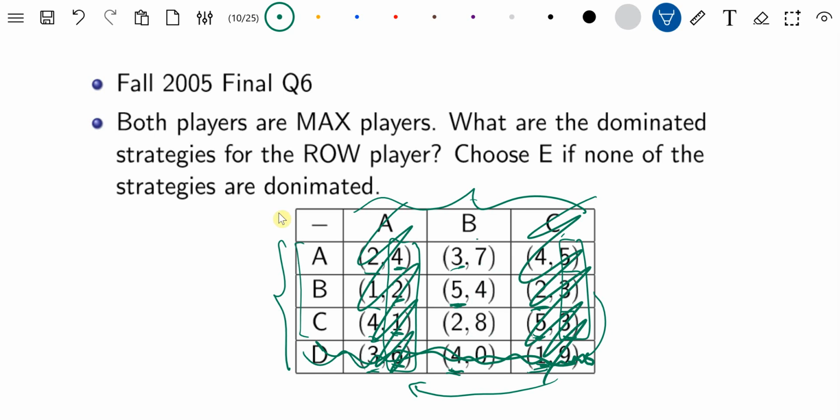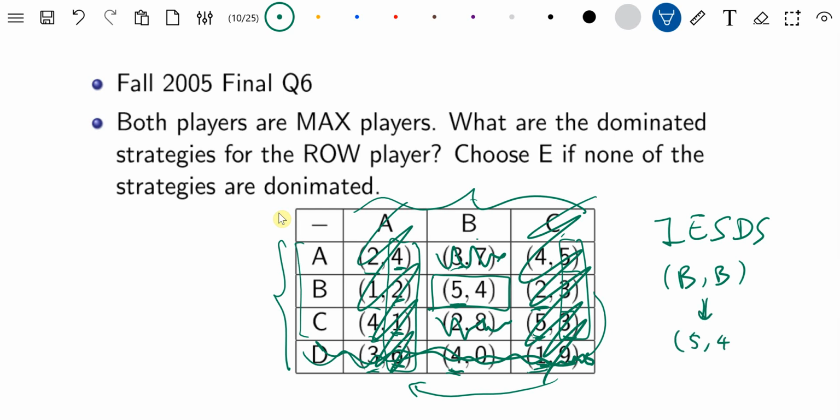So 5 dominates the other two. So these two actions are dominated, because 5 is larger than 3, 5 is larger than 2, because the other player only has one action. So the only action pair that survives the iterative elimination of strictly dominated strategies is the action pair B and B, or the outcome 4 and 5.